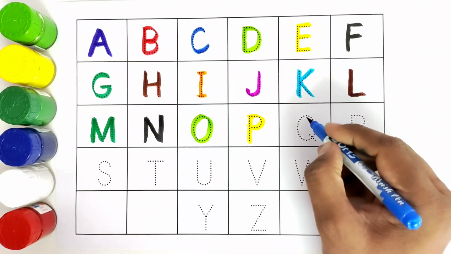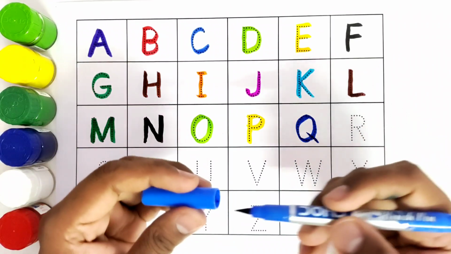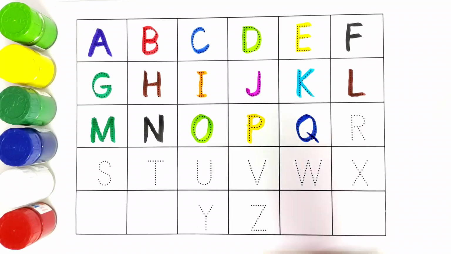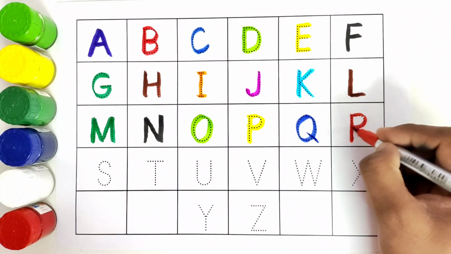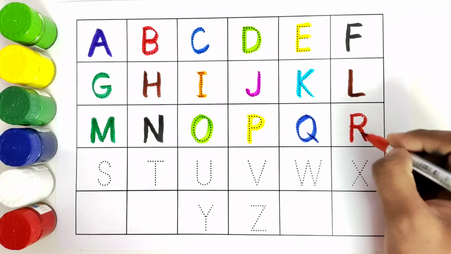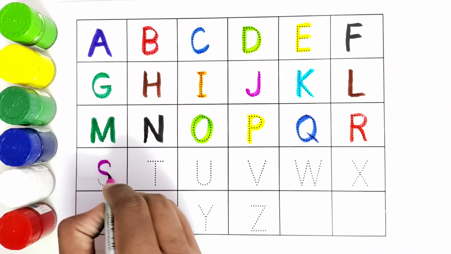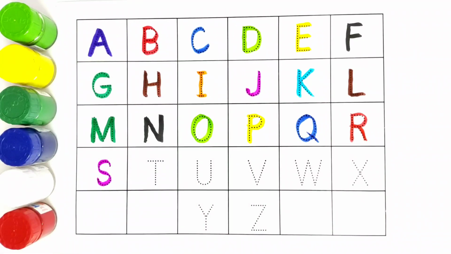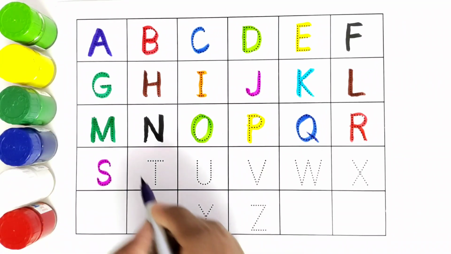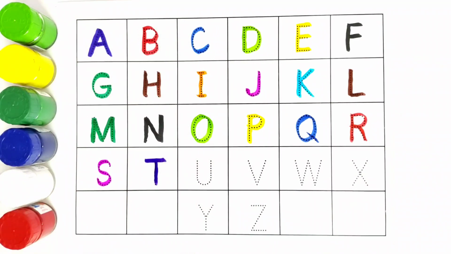Q for queen. Q for queen. R for rabbit. R for rabbit. S for sun. S for sun. T for tiger. T for tiger.